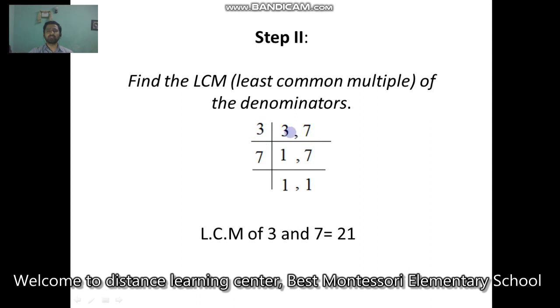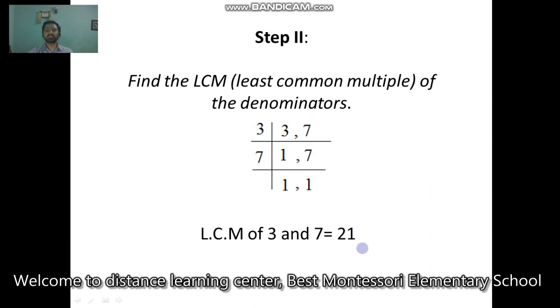3 ones are 3, and 7 is not divisible by 3, that's why I'm copying 7 as it is. Now no need to divide when we get 1. There is still 7 remaining. Now another prime number, 7, I am using it to divide the 7, because 7 ones are 7. Now we got 1 and 1, which means the process is complete. Now let's multiply all these numbers. The LCM will be 3 into 7, 21. The LCM of 3 and 7 is 21.